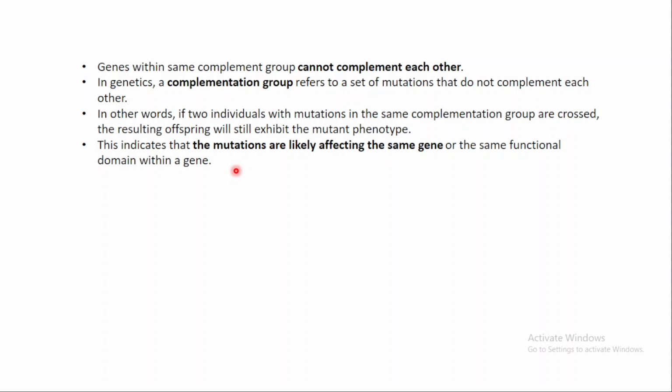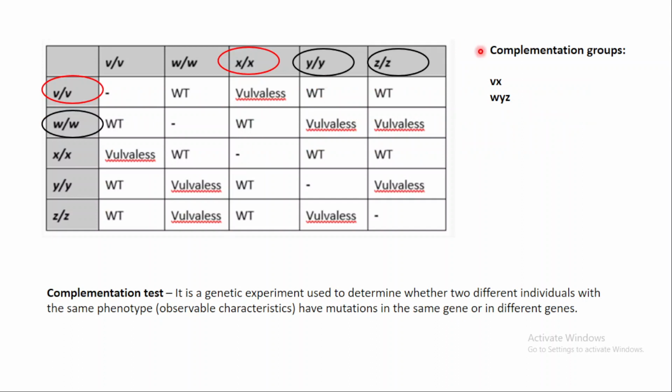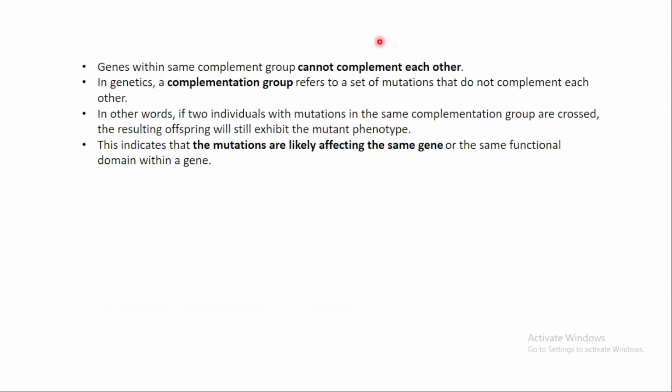So statements 1 and 2 will be false. Statement 1 was the complementation groups were VW and XYZ. That is false. And the second statement, which was false, was genes within the same complement group can complement each other, whereas genes within the same complement group cannot complement each other is a true statement. I hope we are a bit clearer on the concepts of complementation by solving this question.